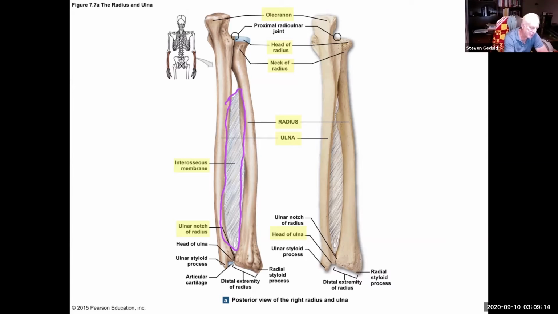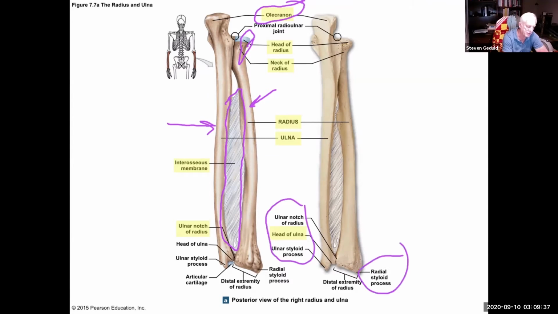You can see the radius bone, okay, on the outside here. And this is the ulna bone on the inside here. You have the neck of the radius bone, head of the radius. Okay. You have the olecranon where it connects. And at the other end, you have the ulnar notch of the radius, the head of the ulna, and the ulnar styloid process. And you have the other end, you have the radial styloid process.